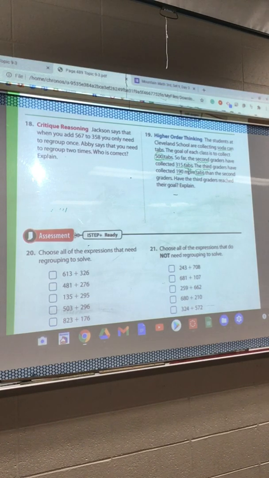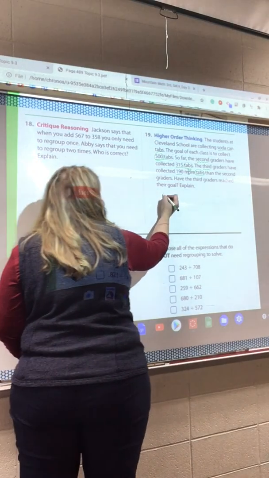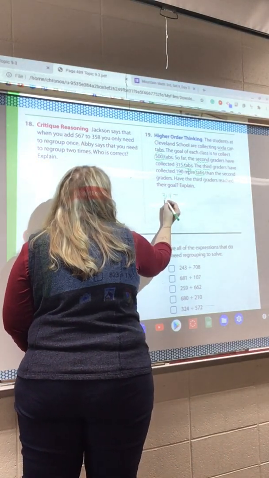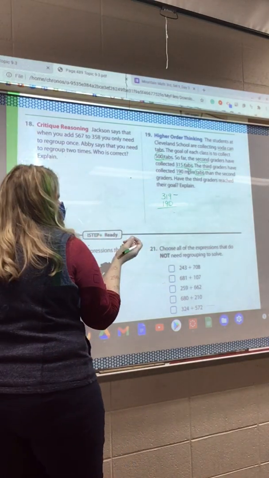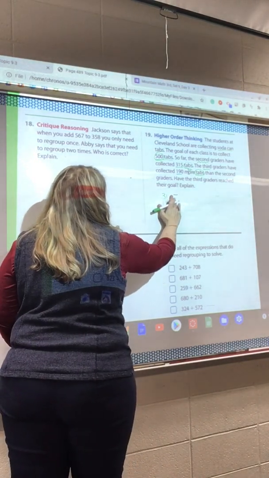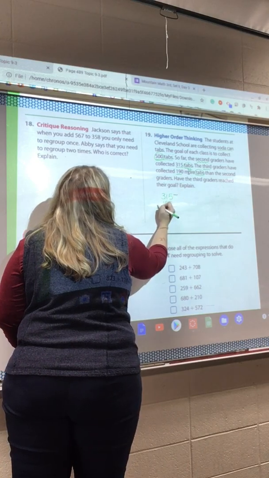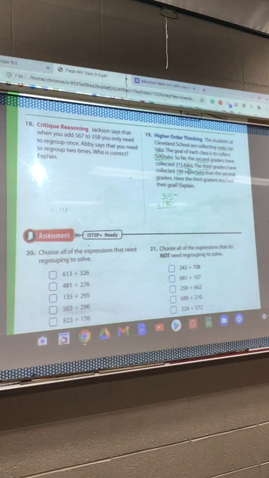So what do we have to do to find out if the third graders have reached their goal? Do we know how much they have? We have to do some adding first, right? What do we have to add? 315 plus 190, because they did 190 more. It's 315, not 310. Thank you.